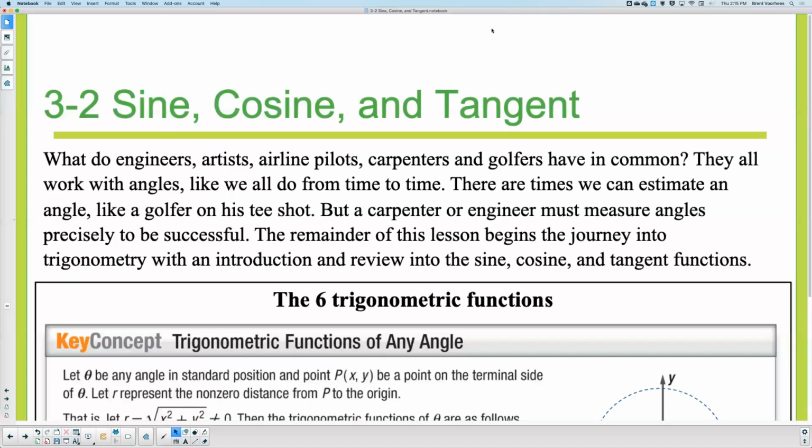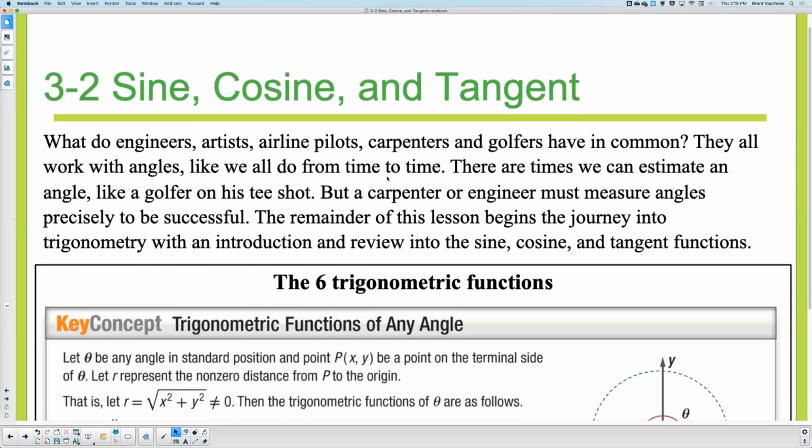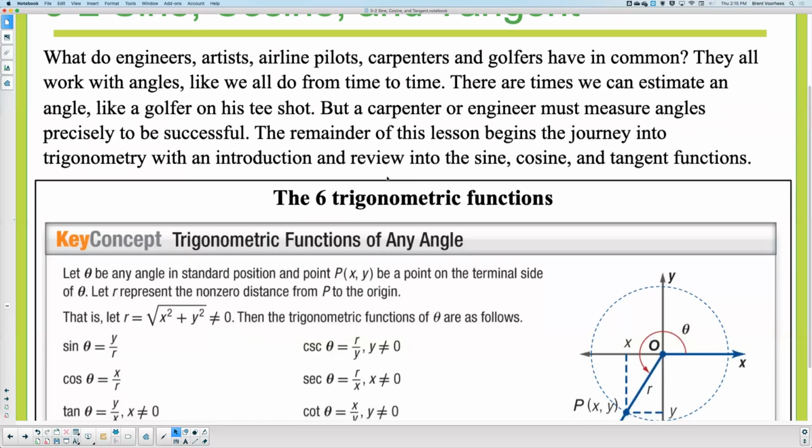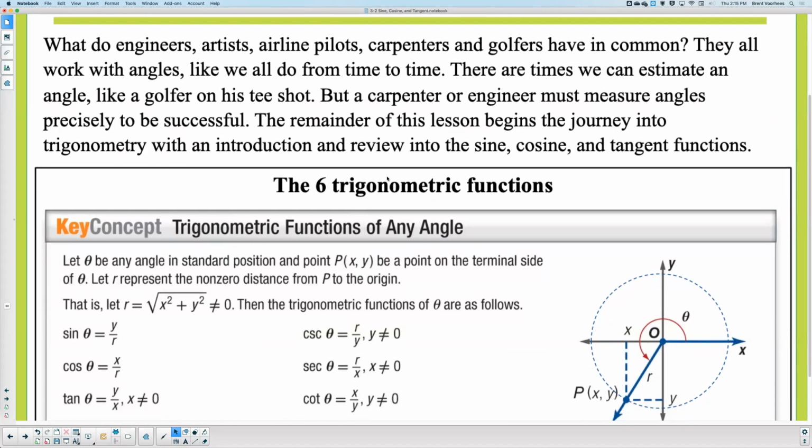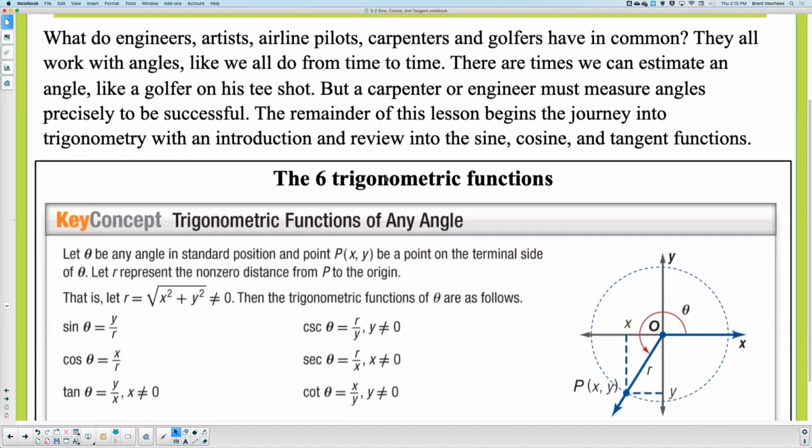All right, let's take a look now at example 3. Before we start example 3, we now get to bring in trig. This is the fun part. To me, this is the most fun thing about all of pre-calculus. What do engineers, artists, airline pilots, carpenters, and golfers all have in common? They all have to work with angles. Earlier, I told you on this model we drew some things and added into them. What I'm now going to do is describe to you the 6 trig functions and how they work.